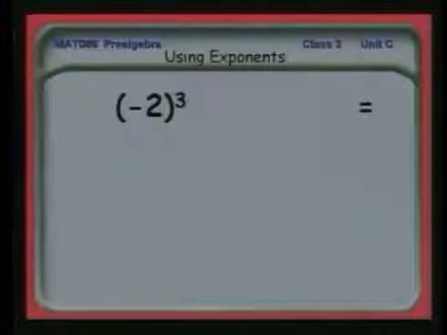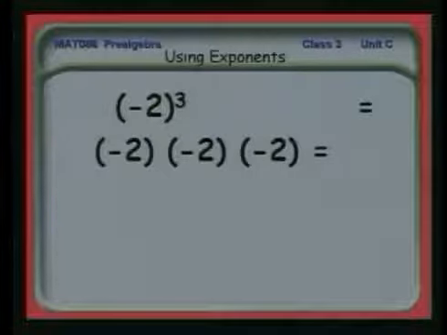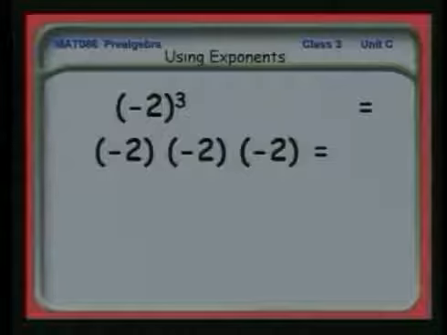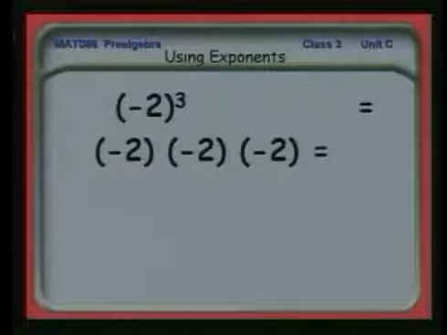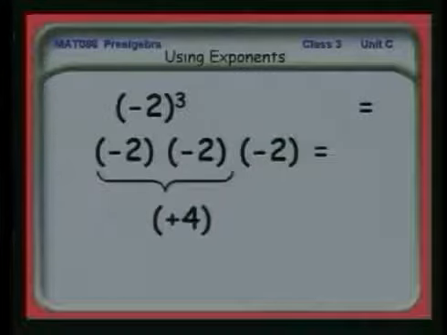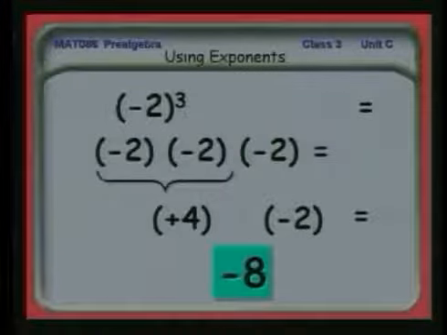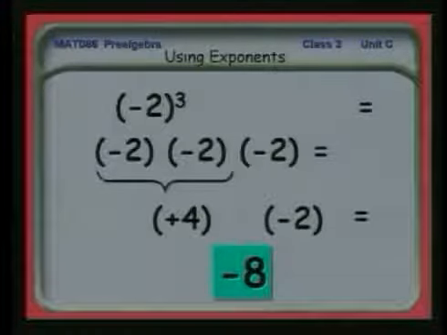I have minus 2 raised to the 3rd power, or minus 2 cubed. Let's see what I've got. It's minus 2 times minus 2 times minus 2, and just as we did before, we could take these in groups of 2 and multiply them together. Minus 2 times minus 2, 2 negatives, a positive plus 4, multiply that by minus 2, and the answer is negative 8.